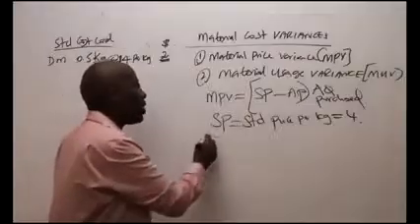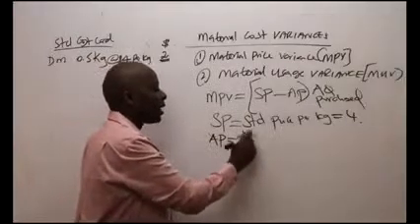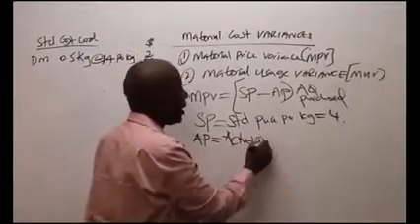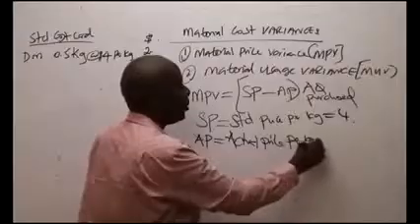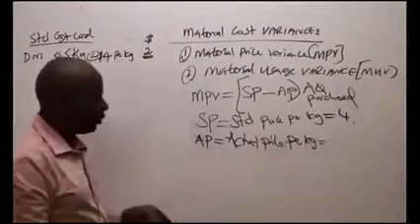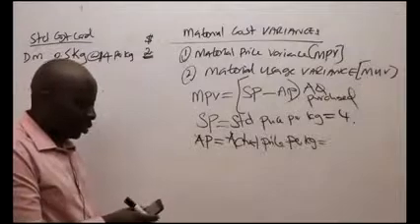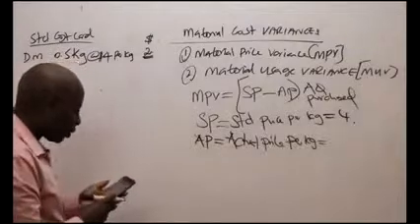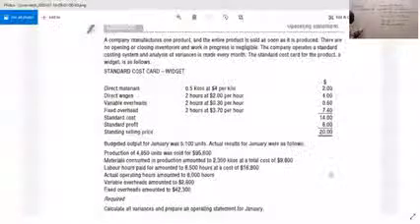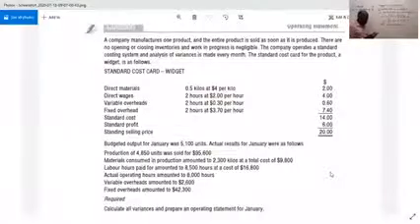So then go straight away to the actual information and pick for us the AP, which is actual price per kilogram. If you look at the pinned question, go to the actual information, the information given after the standard cost card table. They are telling us budgeted output for January was 5,100 units. And then we have the actual results for January were as follows.